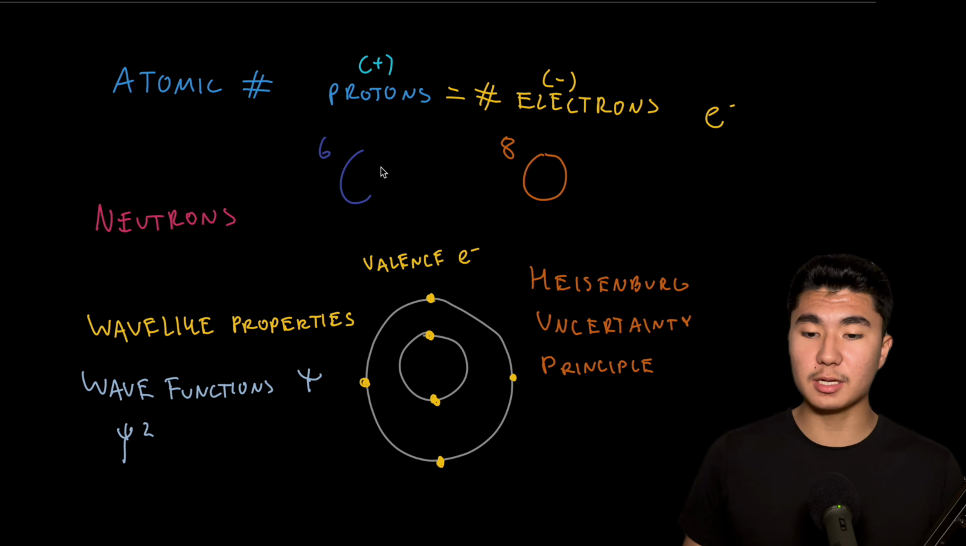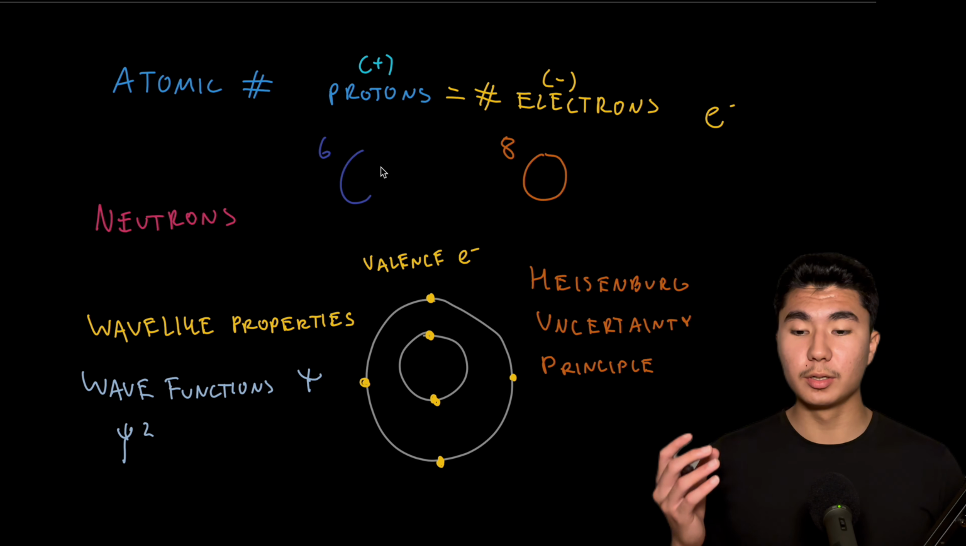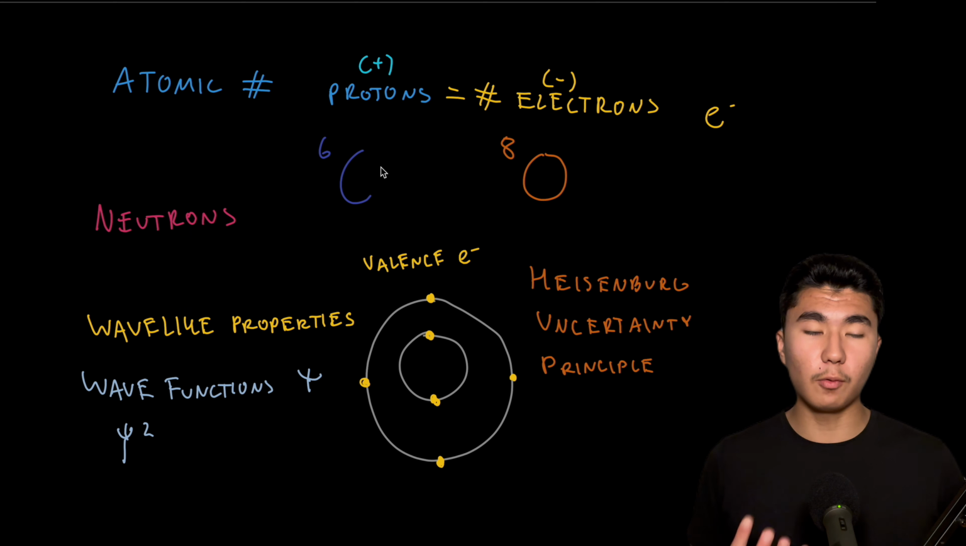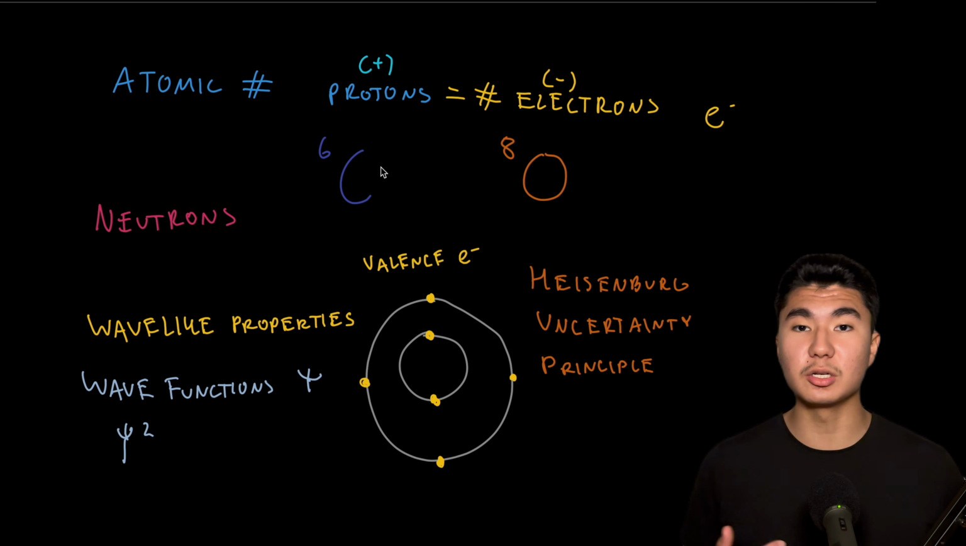So if we're looking at something like carbon, it is group 4 or group 14, so you can assume that there are going to be 4 valence electrons, and with oxygen there are going to be 6 valence electrons because it's in group 6.